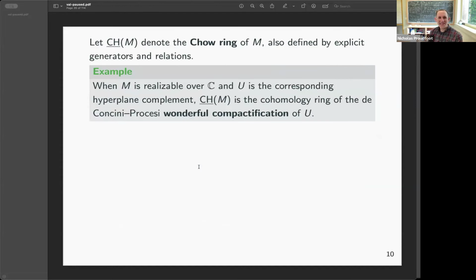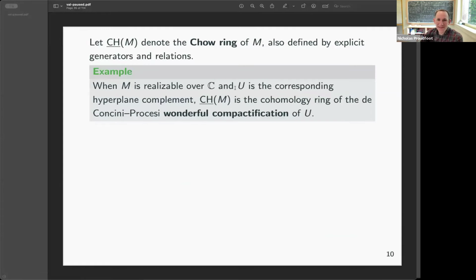Now I want to talk about these two other examples, the Chow polynomial and augmented Chow polynomial. So there's something called the Chow ring of M. It's also defined by explicit generators and relations. I'm not going to write down the presentation. But again, in the realizable case, you have this variety U, the complement of the hyperplanes.